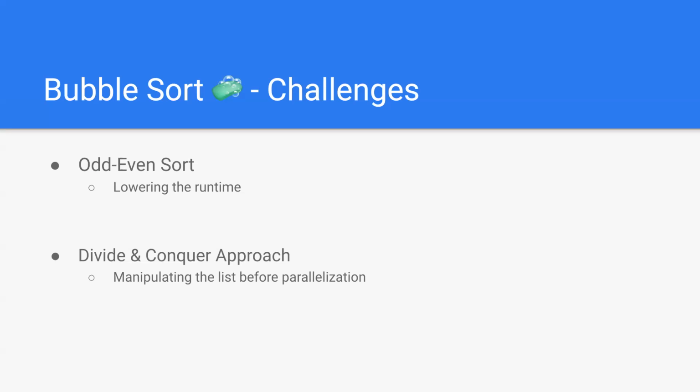Now, some of the challenges faced with bubble sort. With the odd even sort, it actually has a higher runtime than the sequential bubble sort version. And this is based on the overhead of creating, starting, and stopping threads. And then for the divide and conquer approach, manipulating the list before parallelizing the algorithm was the tricky part, because the parallel algorithm itself is just regular bubble sort. The only thing that you're manipulating is the list and how you're splitting it up.